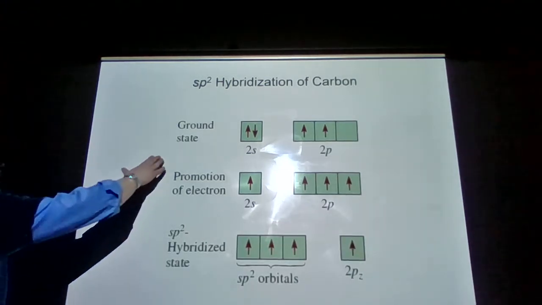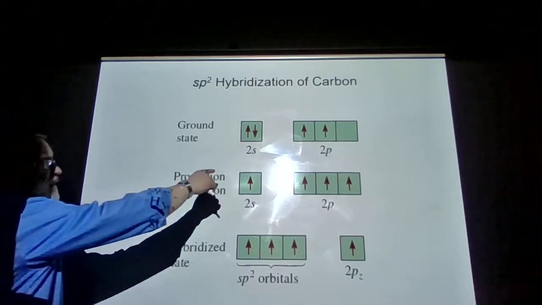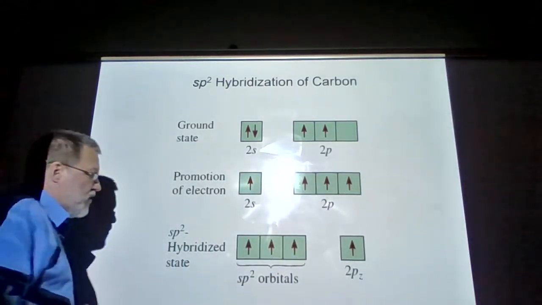So again, let's look at what can happen with carbon. Ground state electron configuration: carbon has 1s2, 2s2, 2p2. If we're going to have 4 bonds from the carbon, we have to promote an electron up from the 2s to get to the 2p.